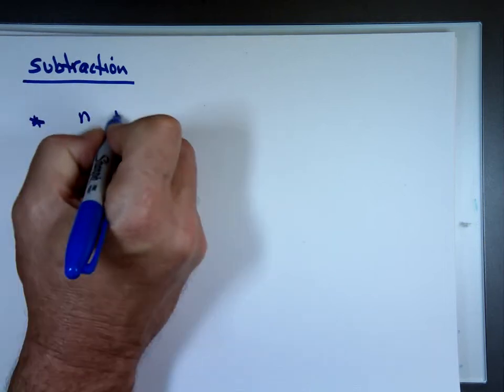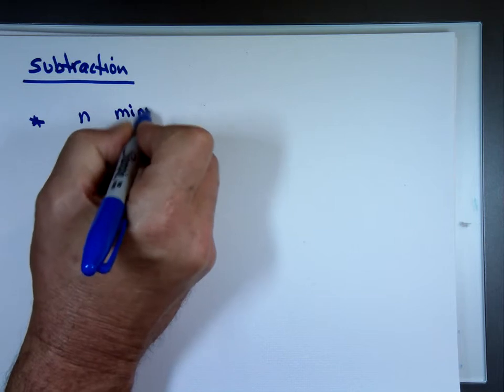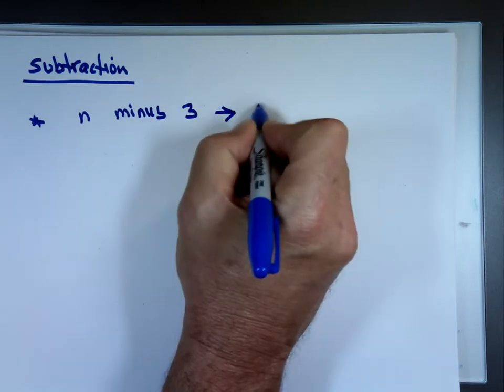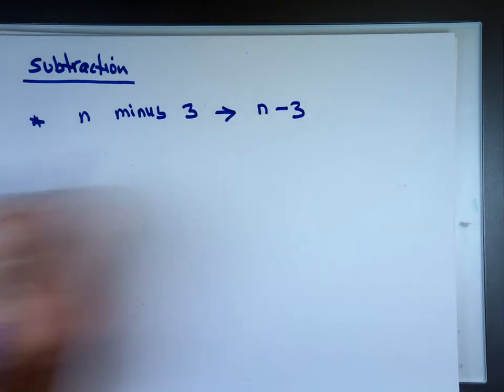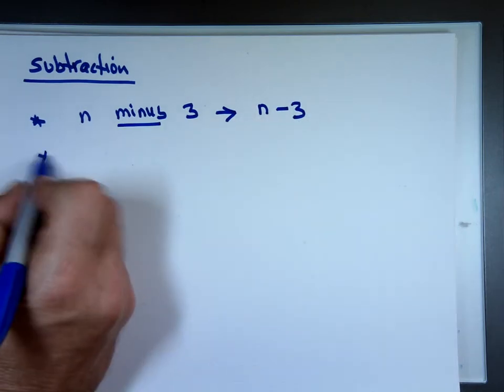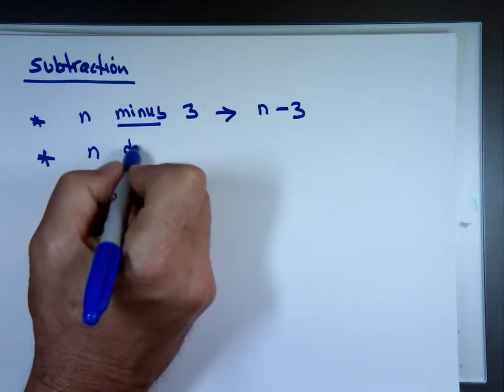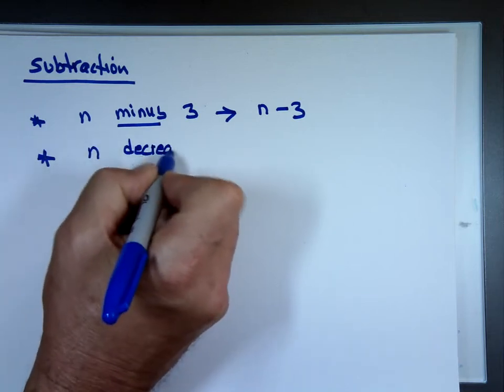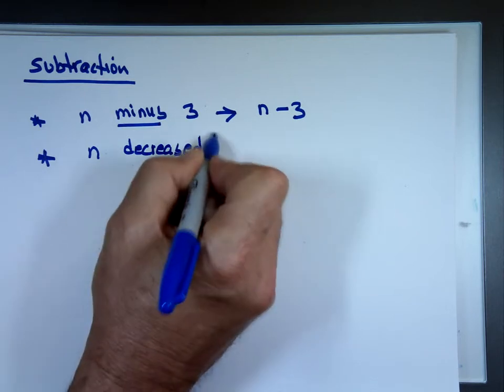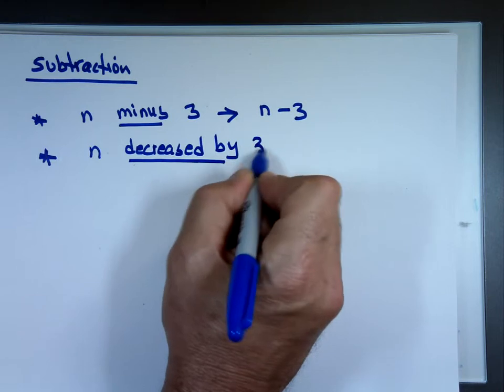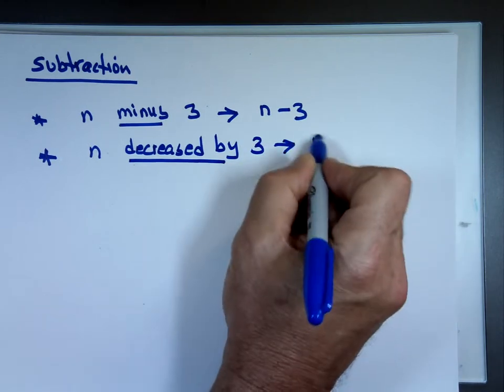N minus instead of plus. N minus 3, that means what? N, take away 3. Or N decreased by 3. Decreased, that means N minus 3.